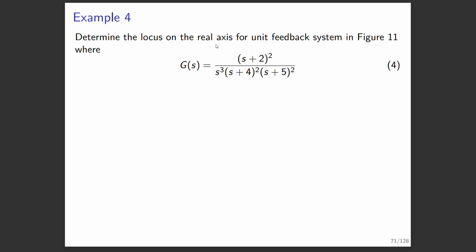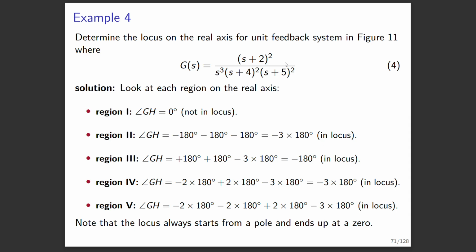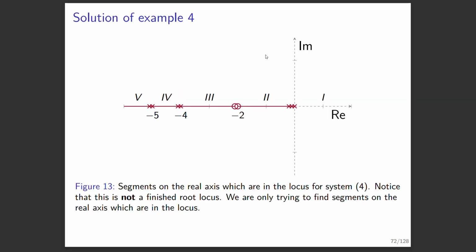Let's see another example. Determine the locus on the real axis for unit feedback in the figure that we had before, if this is my system G. So again, we find poles and zeros. What are the poles? 0, 0, 0, negative 4, negative 4, negative 5, negative 5, and then the zeros are negative 2 and negative 2. So this is the drawing of it. I have 3 poles here, 2 zeros, 2 poles, 2 poles.